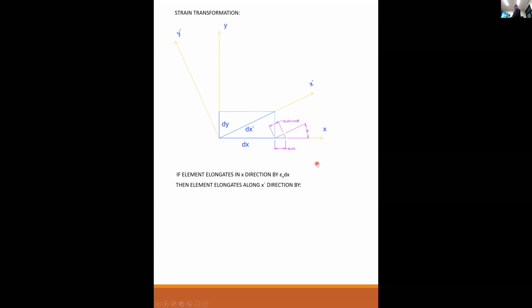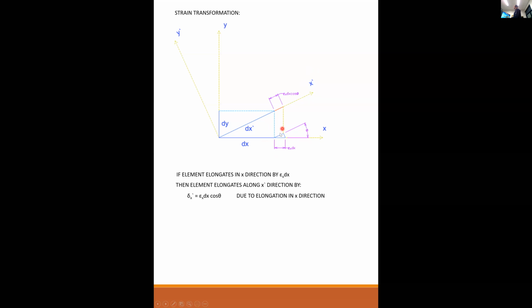If that is so, then in the x prime direction, the element has elongated by epsilon x dx cosine theta. Because in this illustration here, the original deformation is the hypotenuse, so the adjacent is the cosine, due to elongation in the x direction. So this red right here, just keep a mental note: this is the component of the strain in the x prime direction due to elongation in the x direction.